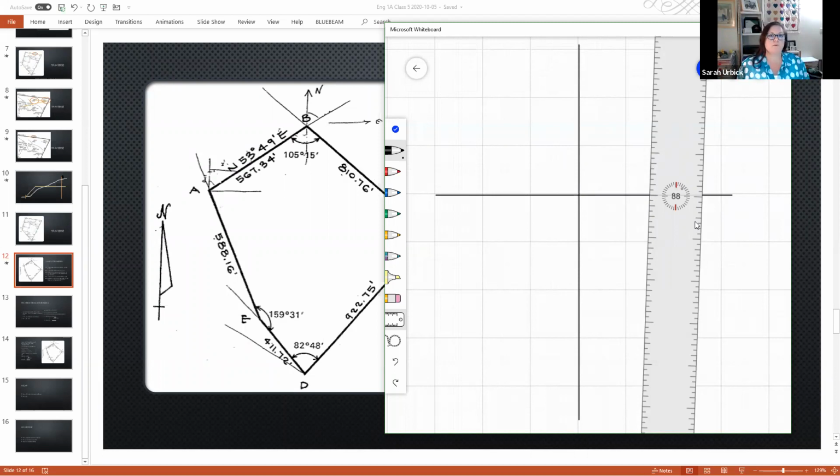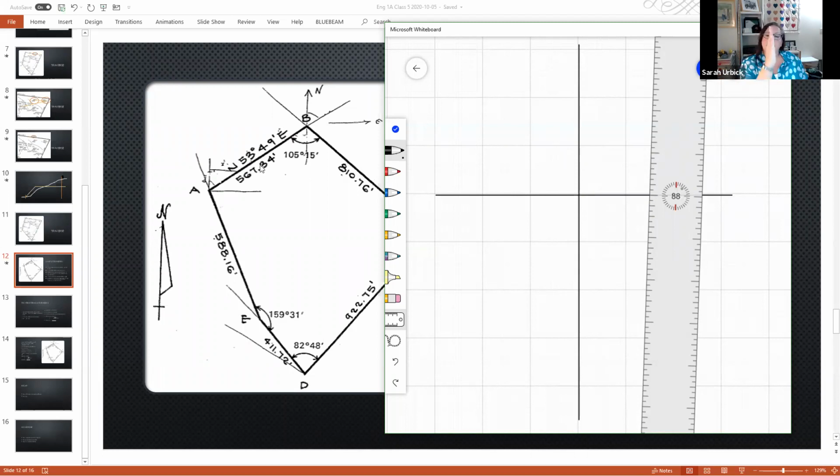Just like with our Cartesian coordinate system, up is positive, down is negative. To the right is positive, to the left is negative. Only instead of up and down and left and right, it's north and south and east and west. We're just giving them spatial nomenclature instead, okay?